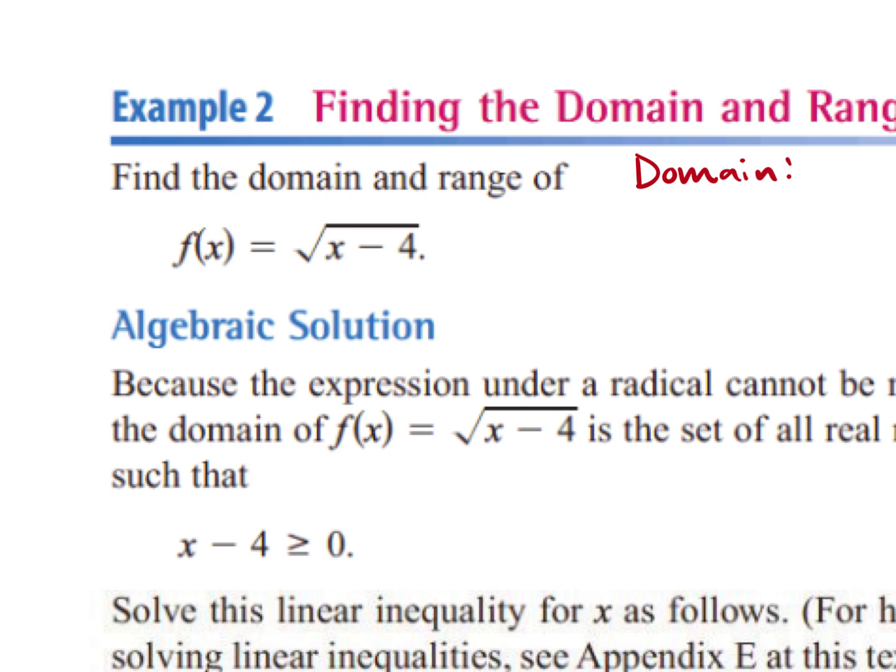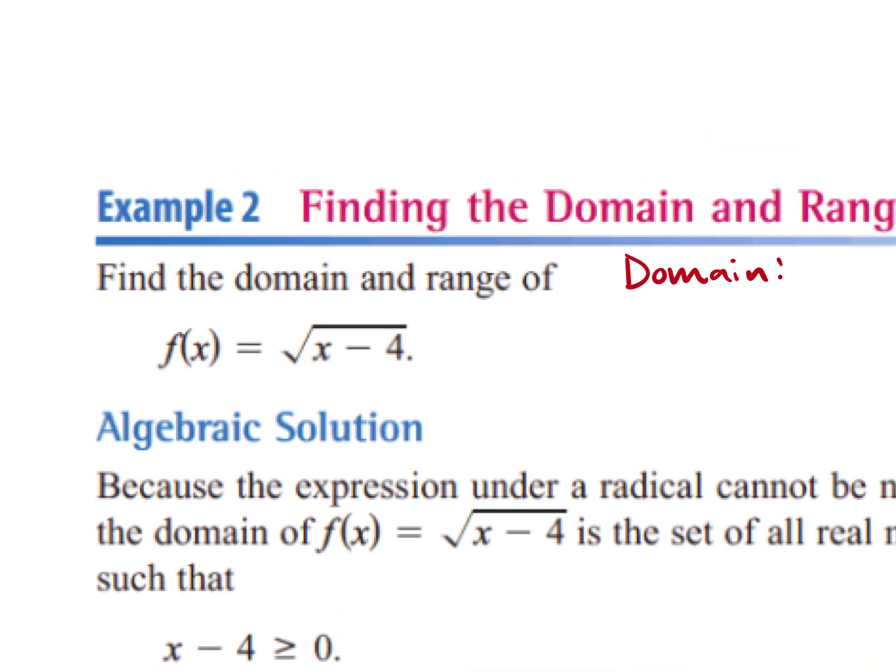So the domain is our x values. So we got to find what x can and cannot be, or where x exists on this graph. So we have the square root of x minus 4. What can I not have under a square root? A negative. I can't have a negative under a square root. What's the square root of -1? i. Imaginary. We can't put an imaginary number on our graph. We're just dealing with real numbers here.